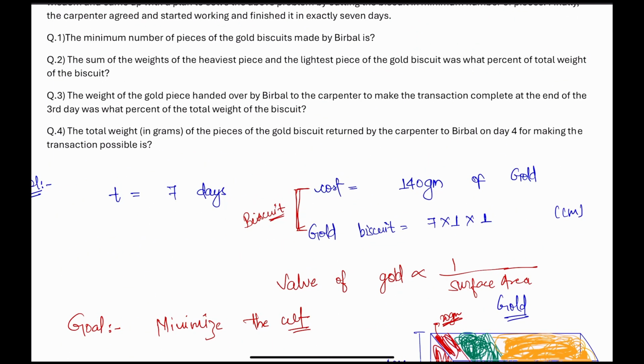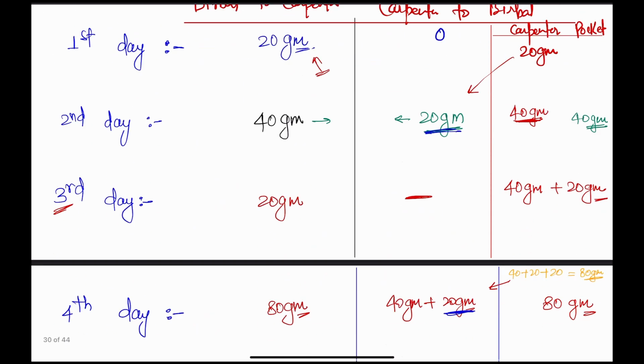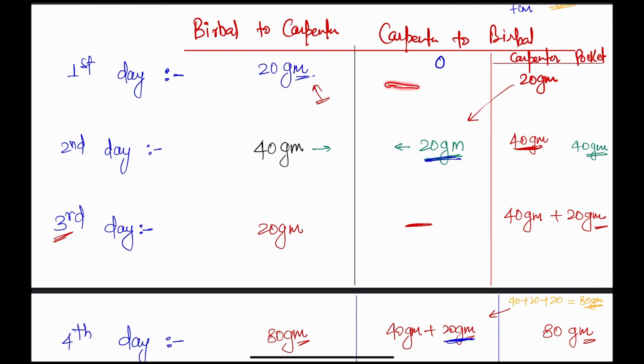The third question is: the weight of the gold pieces handed over by Birbal to the carpenter to make the transaction completed at the end of the third day was what percentage of the total weight of the biscuit? So what is the question asking? Weight of the gold piece handed over by Birbal to the carpenter to make the transaction at the end of the third day. So on the first day, what did Birbal do? Birbal just gave him 20 gram.